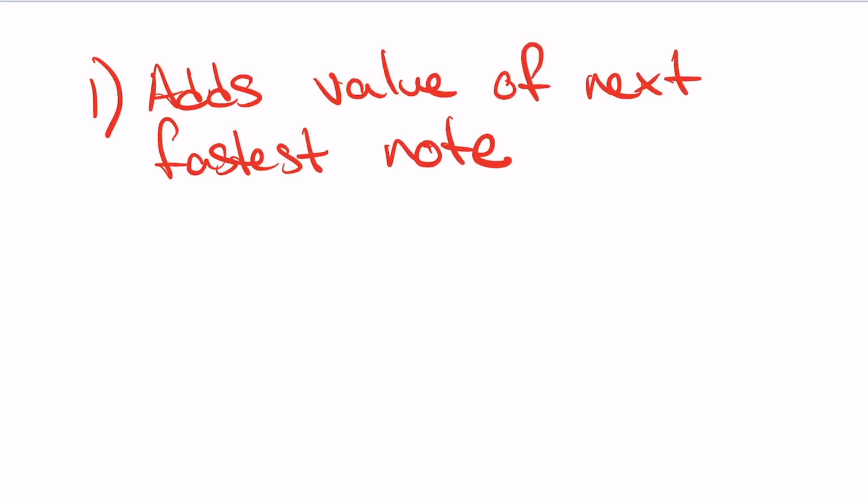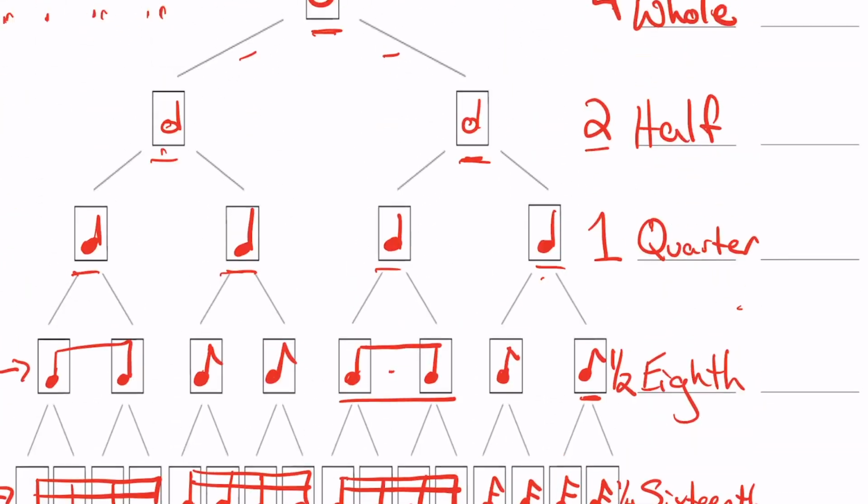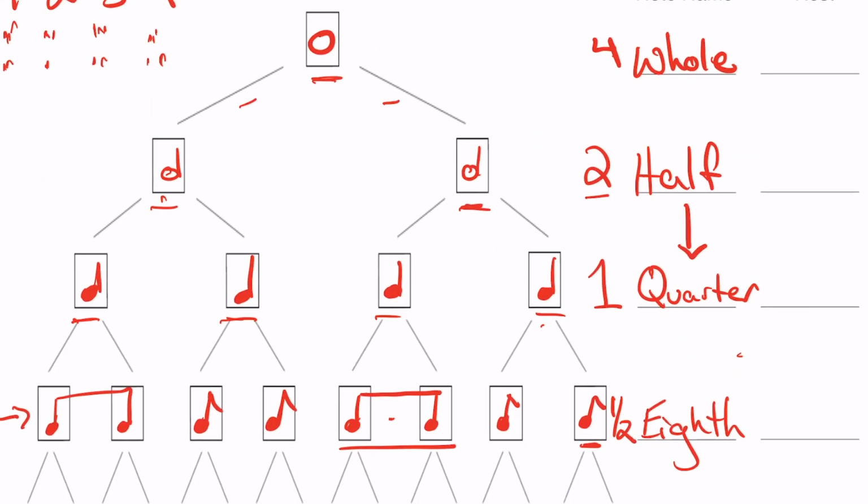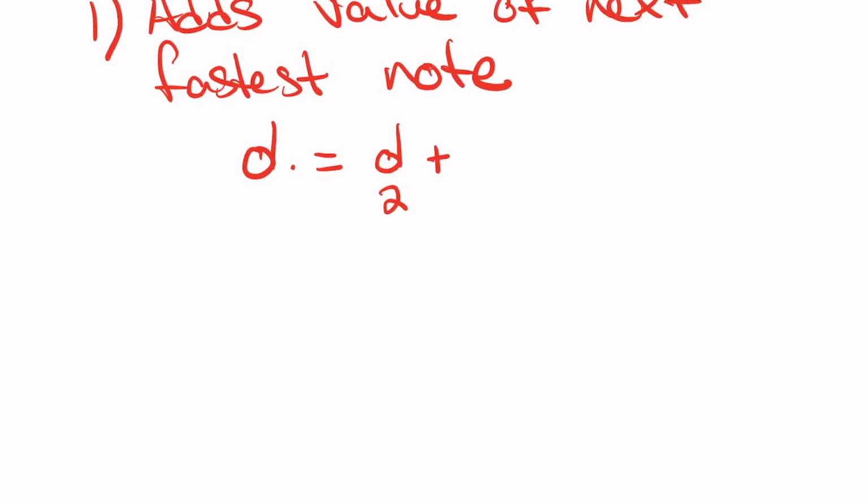There are 2 ways to think about what a dot does to a note. The first way is that it adds the value of the next fastest note. Let's look at a dotted half note as an example. Well, a half note is worth 2 beats. Now we need to add the value of the next fastest note. Well, the next fastest note is a quarter note. So we're going to add the value of a quarter note, which is 1, and 2 plus 1 is 3. So a dotted half note is worth 3 beats.